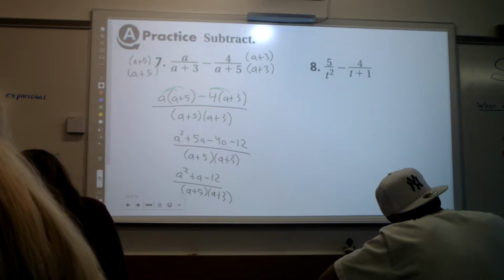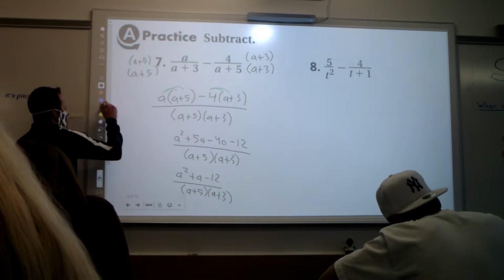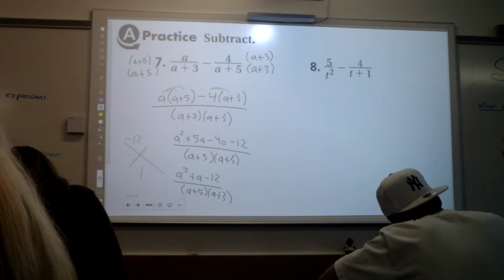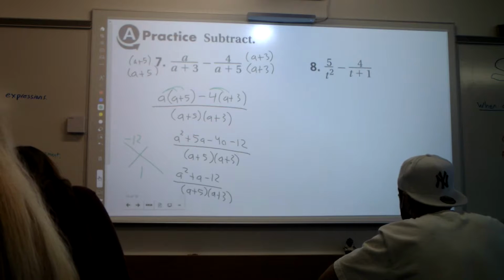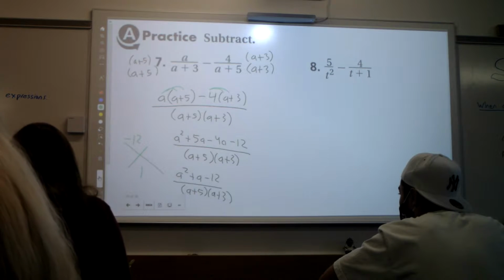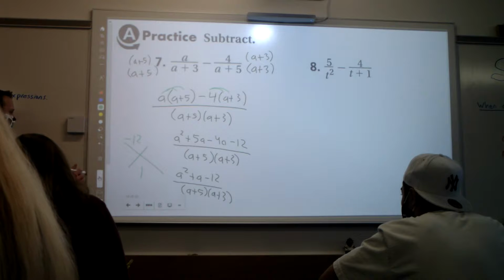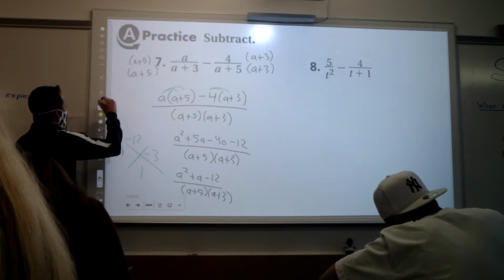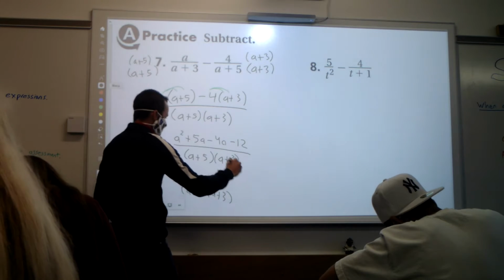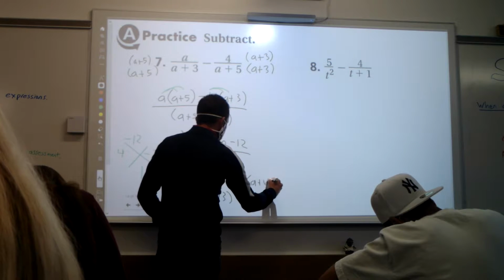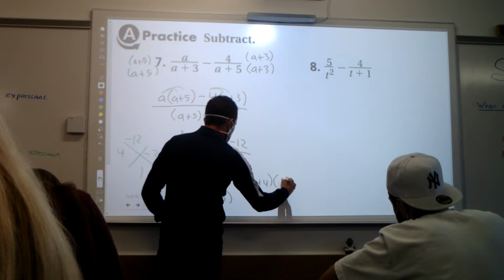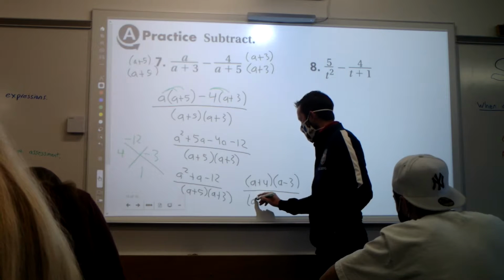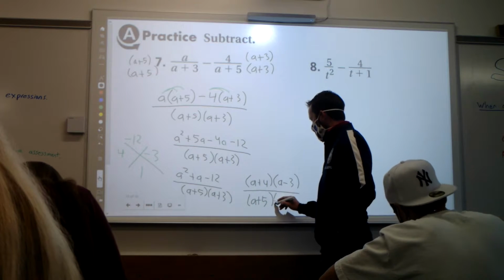We'll always check if we can factor. And I'm going to say I need two numbers that multiply to negative 12 and add to 1. Is there any way we can take factors of negative 12 and add them to a positive 1? There is. What would it be, guys? 4 and negative 3. So that's going to be able to factor here to a plus 4 and a minus 3. But will that simplify with anything that we have over here? No, but it's still good to factor that.